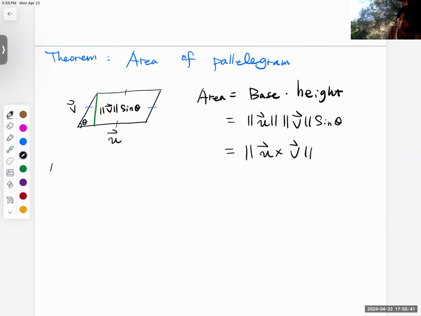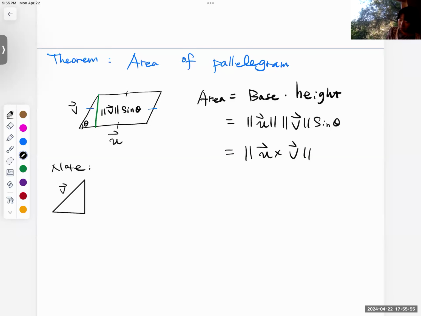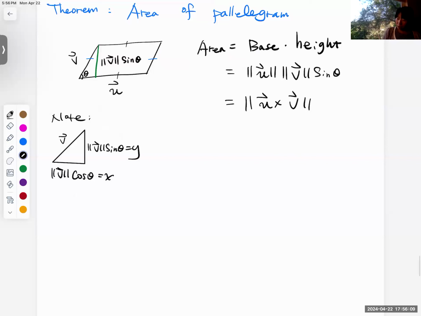Let me denote this one, note. So we have B, and then we have B sine theta, and this is B cosine theta. Okay, let's do an example. We have time.